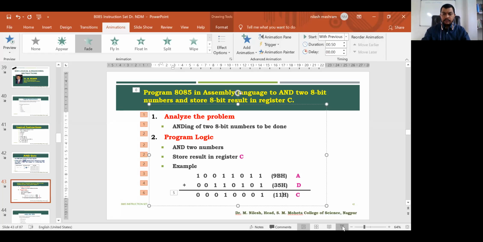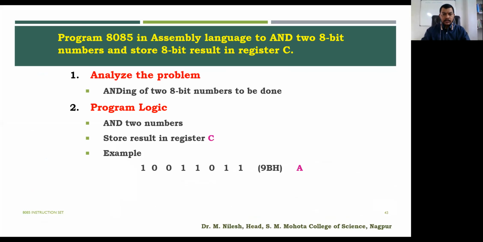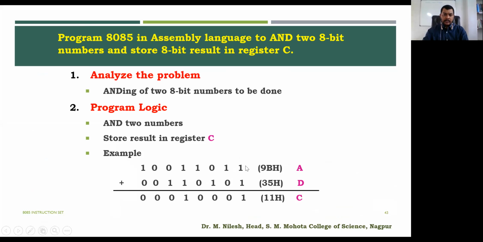So we will again push it and try to solve this. So this was the example, right? Now this is 9BH and this is 35H, and while ANDing, this is the expected result. 1 1 gives us 1, 1 0 gives us 0, 0 1 gives us 0, 1 0 again gives us 0, 1 1 will give you 1, 0 1 will give you 0, 0 0 will give you 0, 1 0 will give you 0. And the hexadecimal code of this is 1 and 1. So 11H is to be stored in register C, right?